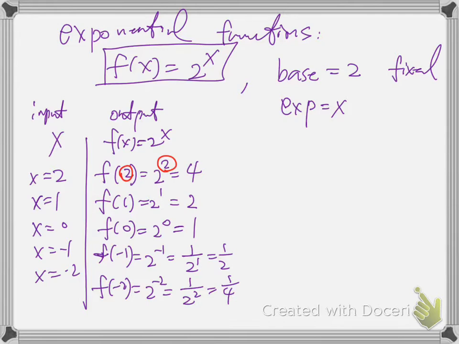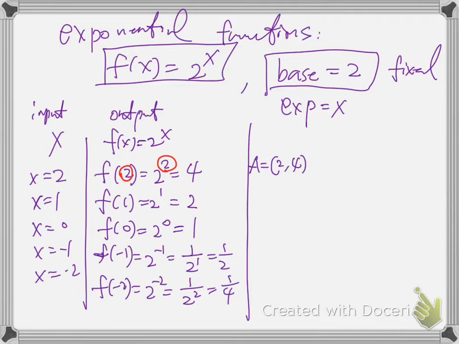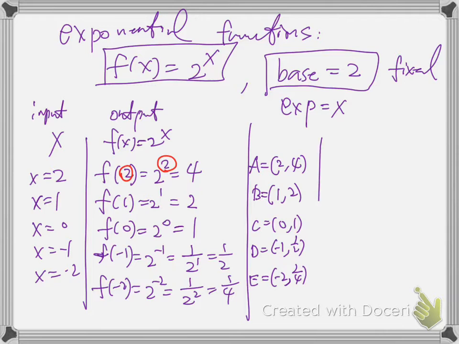In our first example, the base is fixed, and we got these 5 inputs and outputs. If we put input and output together, we get 5 points. Point A is input 2, output 4, and B is 1, 2, C is 0, 1, D is -1, 1/2, and E is -2, 1 over 4. Now we can plot A, B, C, D, E to draw the graph of this exponential function.